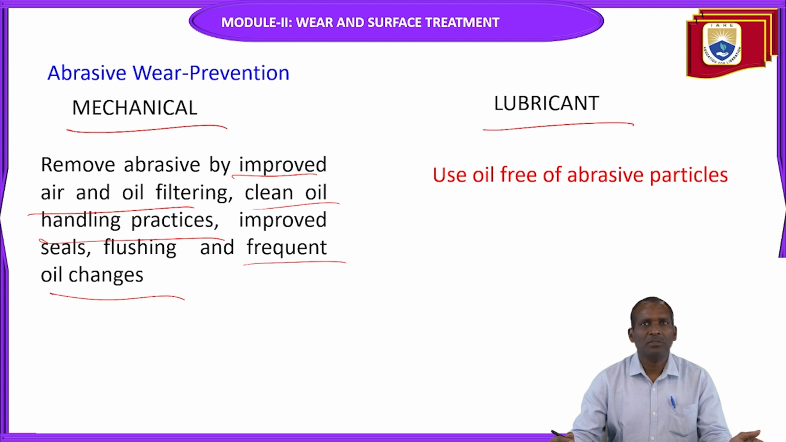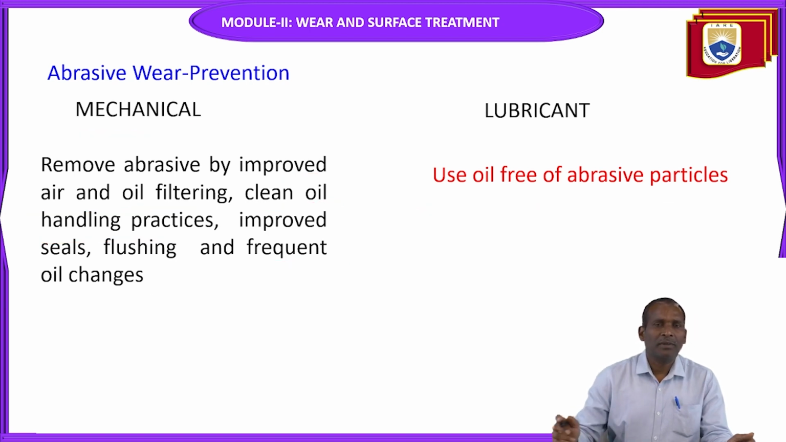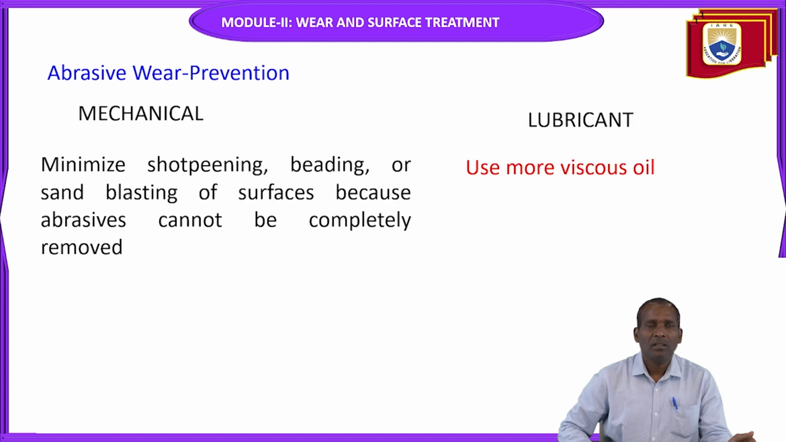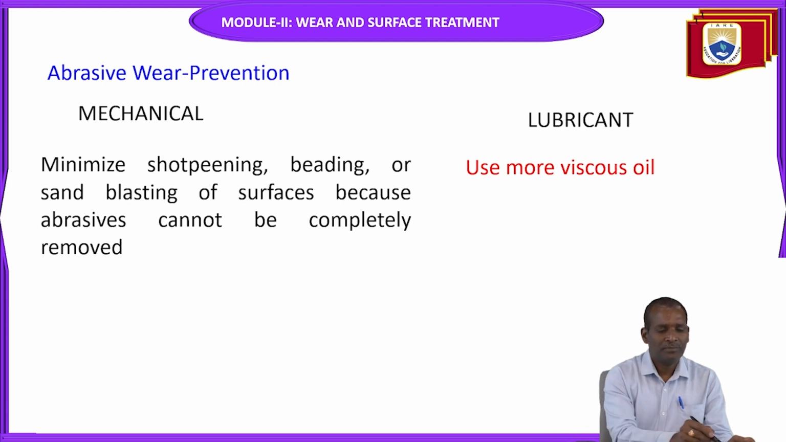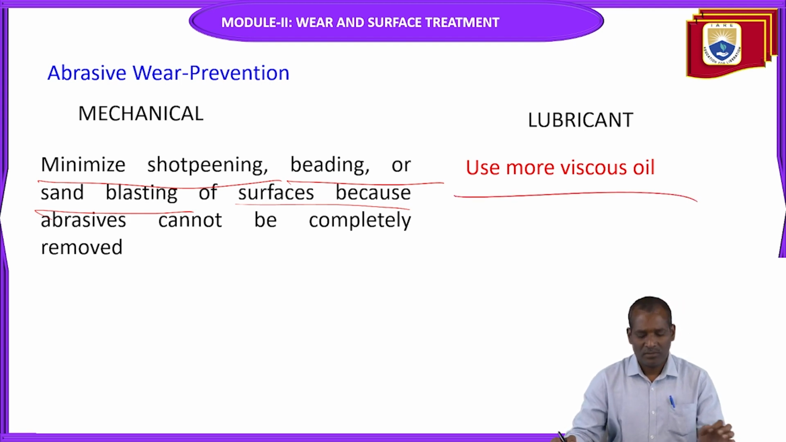Which type of lubricants do we have to use? Use oil free of abrasive particles. This is one type of prevention. The second one is to minimize shot peening, beading, or sandblasting of surfaces, because abrasives cannot be completely removed. As I already told you, whatever scratches are there, you can't eliminate permanently, but you can minimize them. Shot peening, beading, sandblasting, you can minimize. For lubrication, the prevention method is to use more viscous oil.